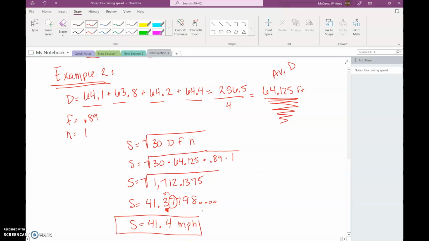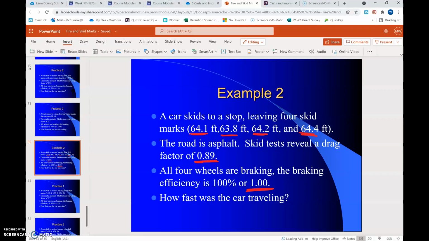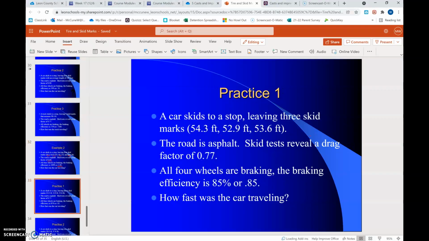Okay. Now, the rest of the problems work the exact same way. The only difference is maybe the number of skid mark distances that you're adding together. For instance, in practice 1 here, you only have 3 numbers that you're adding together. If you're adding 3 numbers together, what are you going to divide by to find the average? You're going to divide by 3. And if you're given only 2 distances to find the average, you're going to divide by 2. To find the average, you're always going to add your numbers together and then divide by the number of numbers that you added.